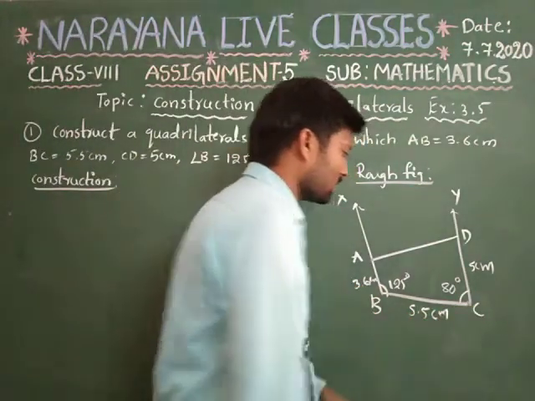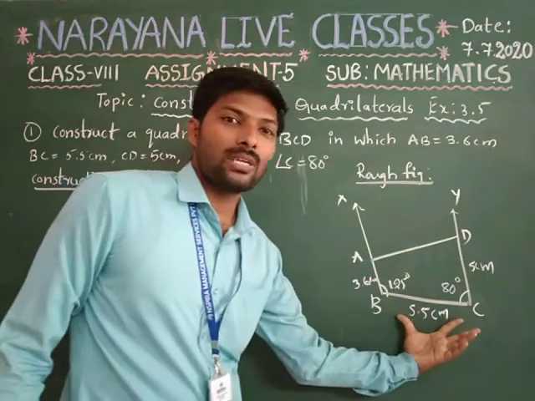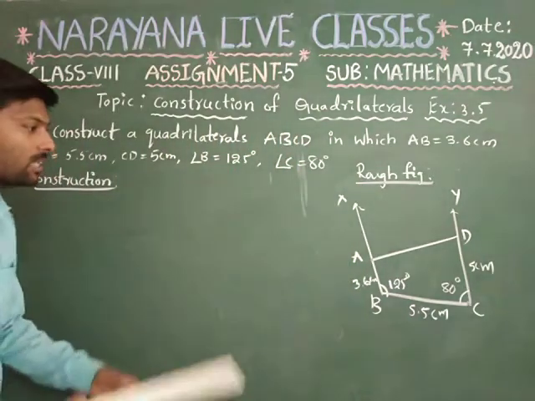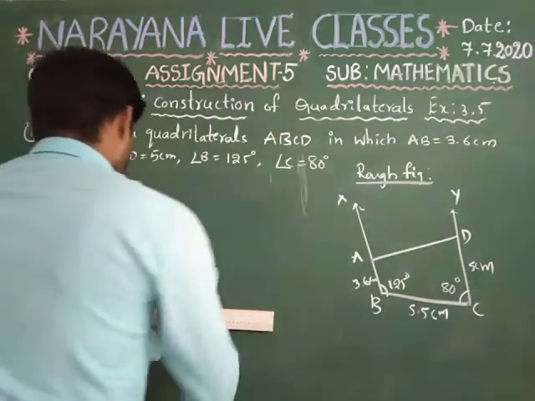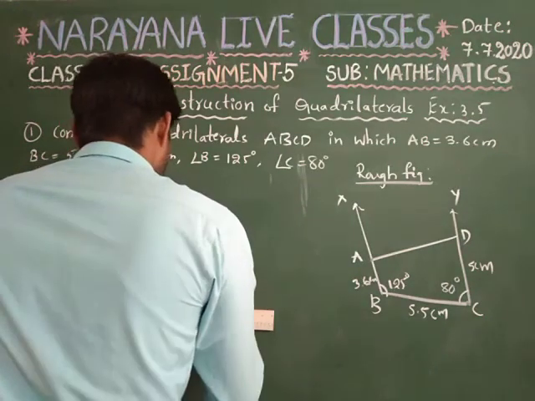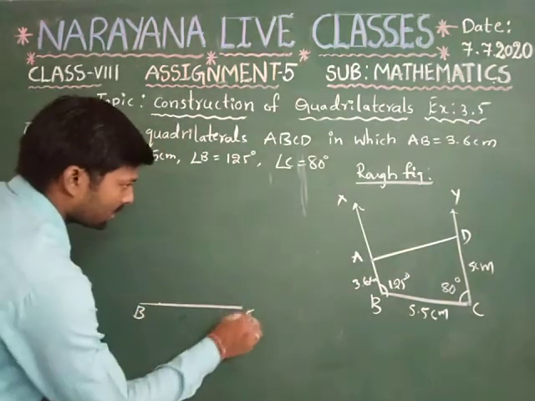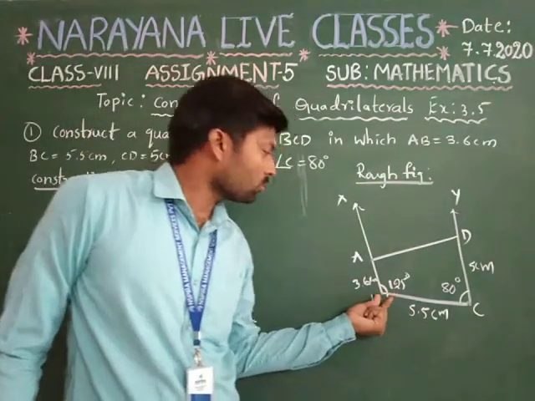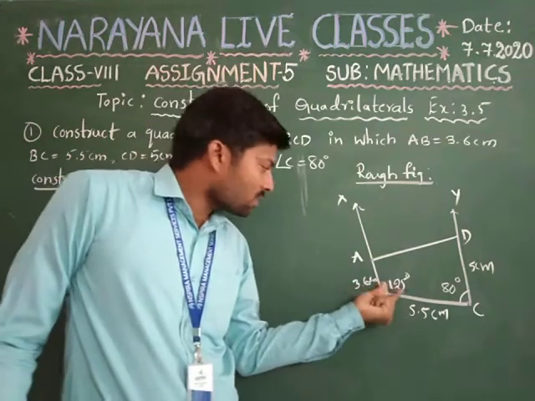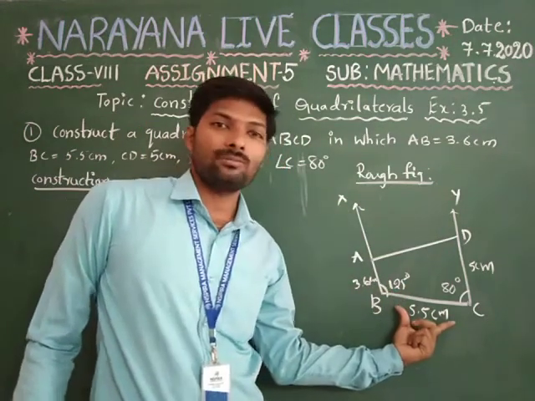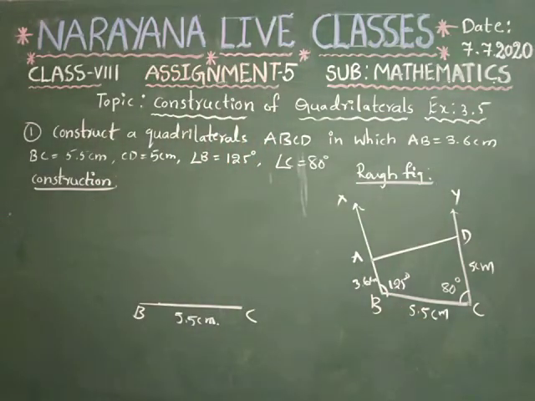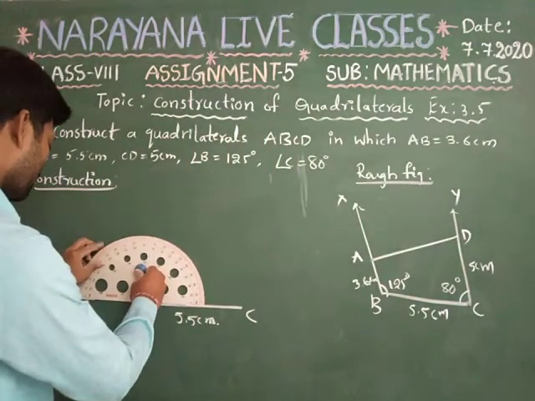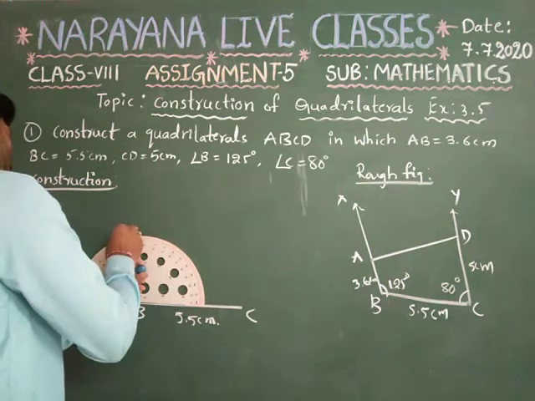In order to construct the main sketch, first we have to take line segment BC as the base, whose length is 5.5 centimeters. Let's draw line segment BC as 5.5 centimeters. Now we take point B and draw one ray, BX, which makes 125 degrees with respect to BC. At point B, mark the 125 degrees point.